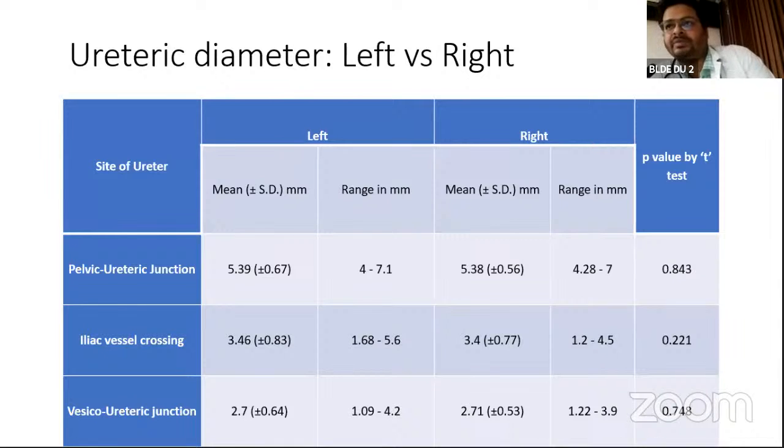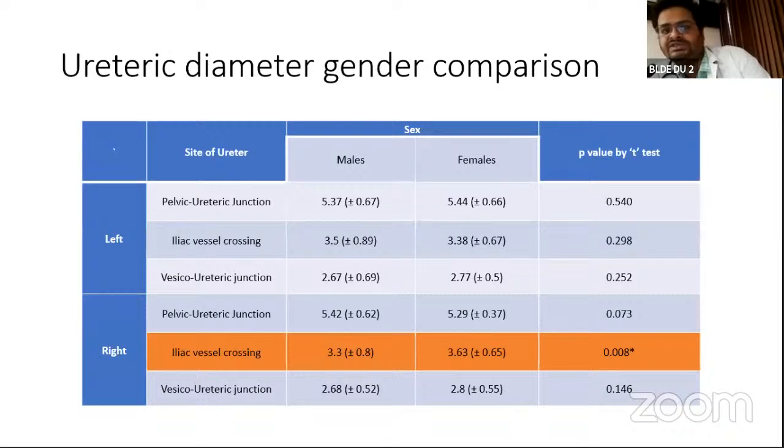This is the ureteric diameter comparison for the left versus the right ureter respectively. And this table here shows the ureteric diameter with gender comparison. Here I would like to highlight that at the iliac vessel crossing, the males had a ureteric diameter of around 3.3 mm with a deviation of around 0.8 mm. However, the females had significantly higher diameter, that is 3.63 with deviation of 0.65 mm, which was statistically significant.